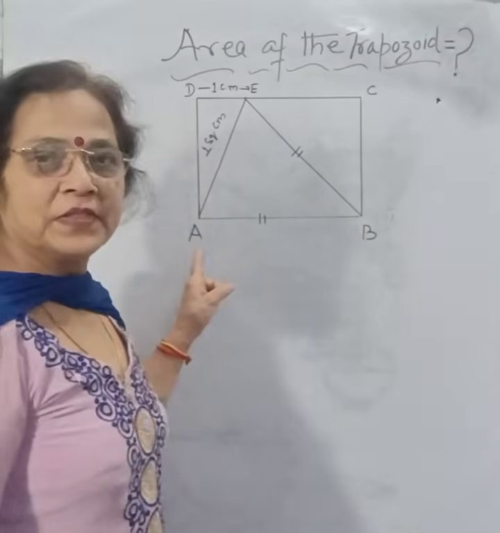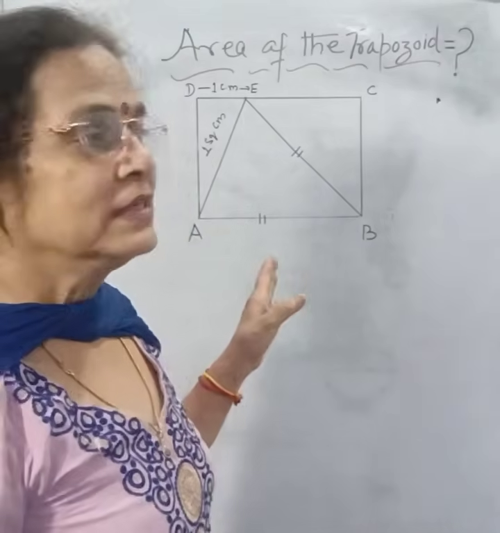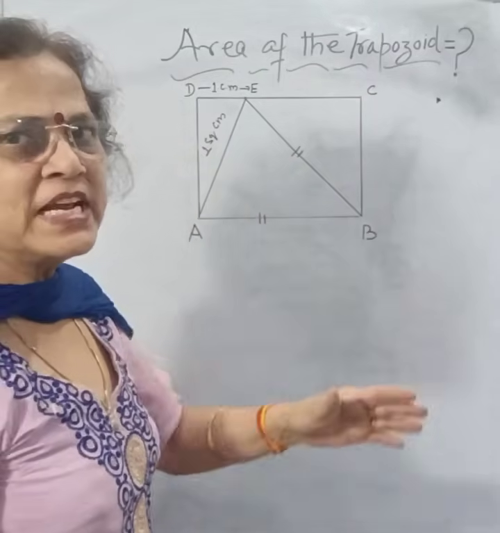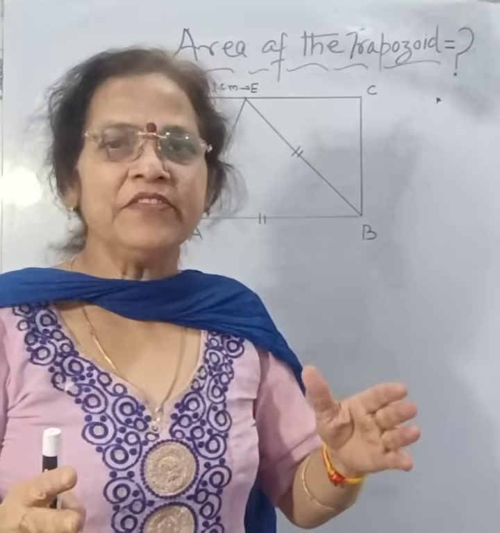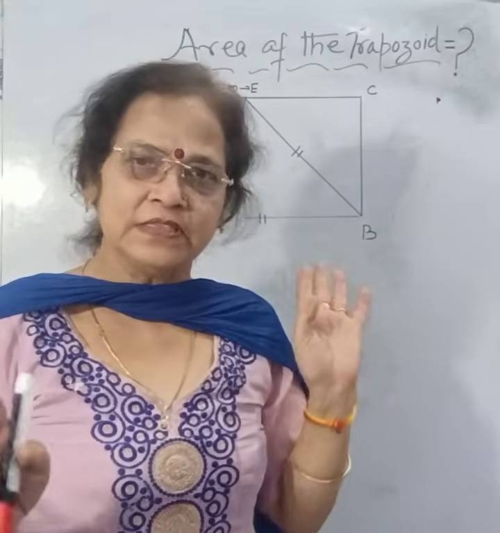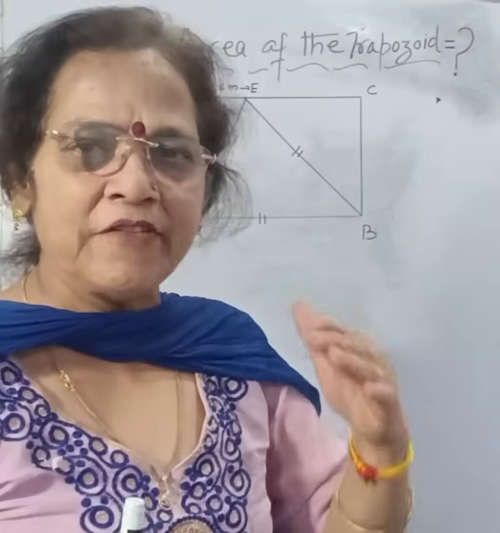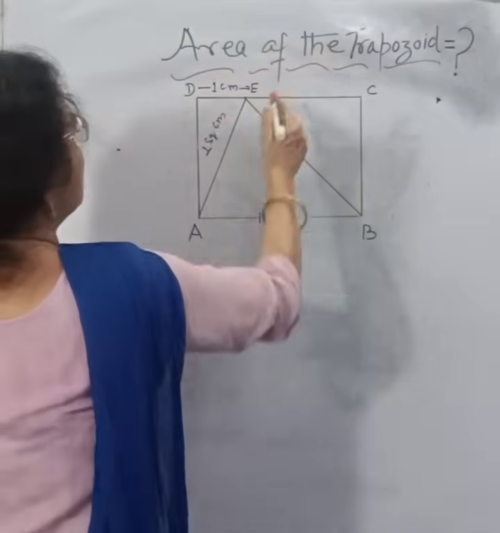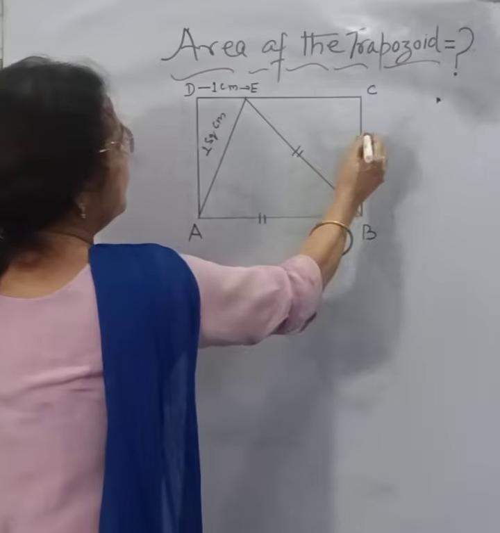In this video, there is a question related to a trapezoid. ट्रिपोज़ाइट क्या होता है? ट्रिपोज़ाइट एक क्वाड्रिलेटरल है जिसमें दो अपोजिट साइड पैरेलल होती है. This is a form of the quadrilateral having two opposite sides parallel. So we have to find the area of the trapezoid.